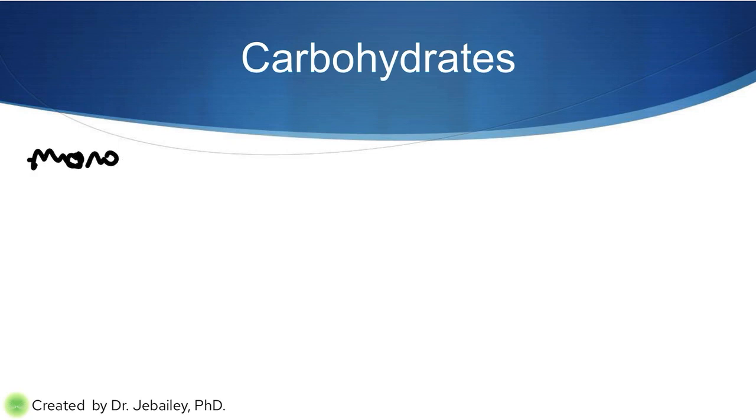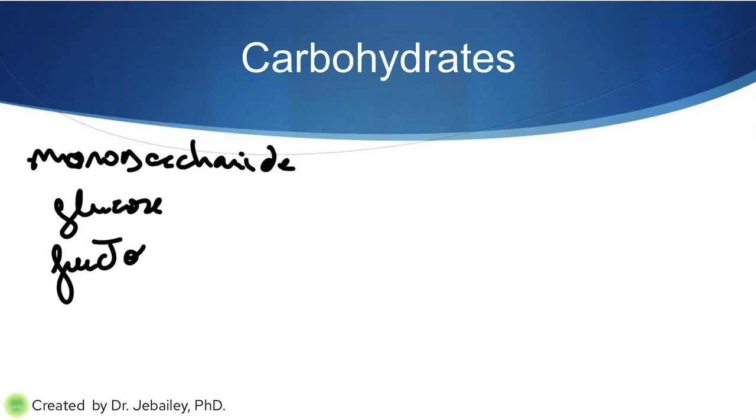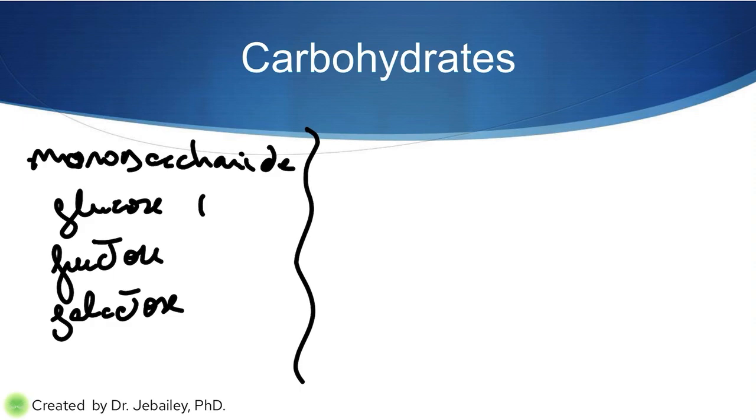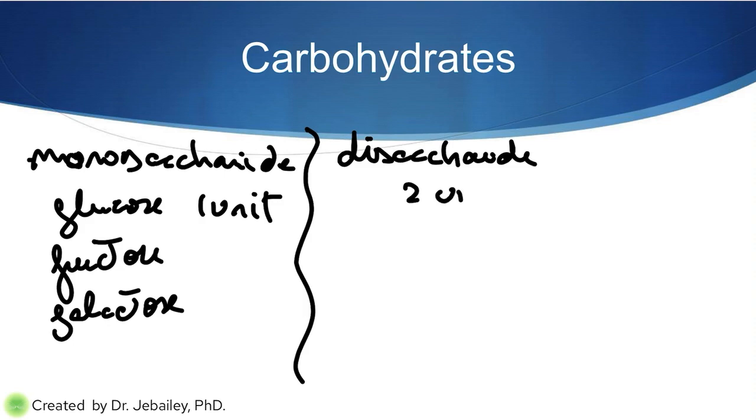Let's put monosaccharides right here. We can have glucose, we can get fructose, and galactose. These are all just one unit of sugar. They can build up to make 2. If it's 2, then we call it disaccharide. So these are 2 units.